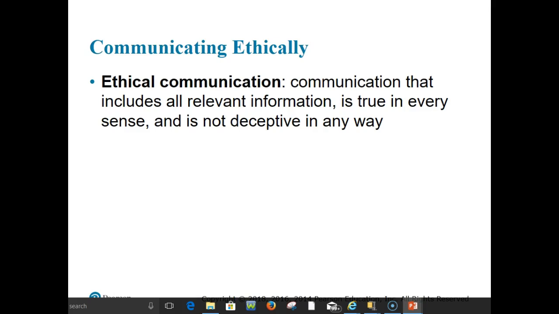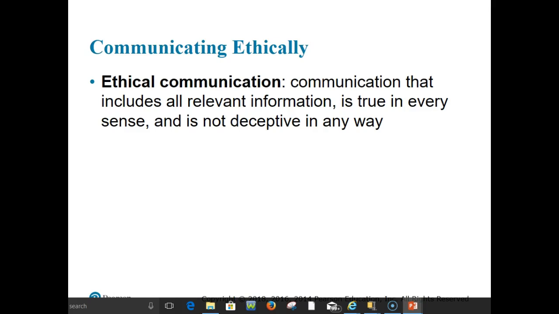It's particularly important today that a company's communication efforts be ethical. Ethical communication includes all relevant information. It's true in every sense and is not deceptive in any way. On the other hand, unethical communication often distorts the truth or manipulates audiences.